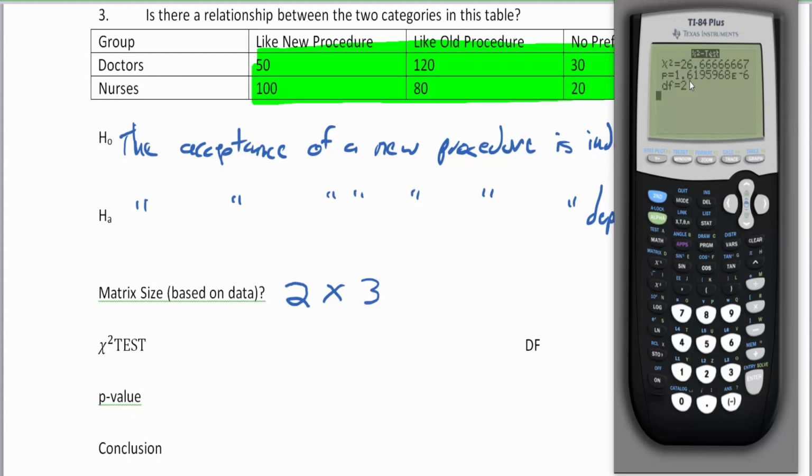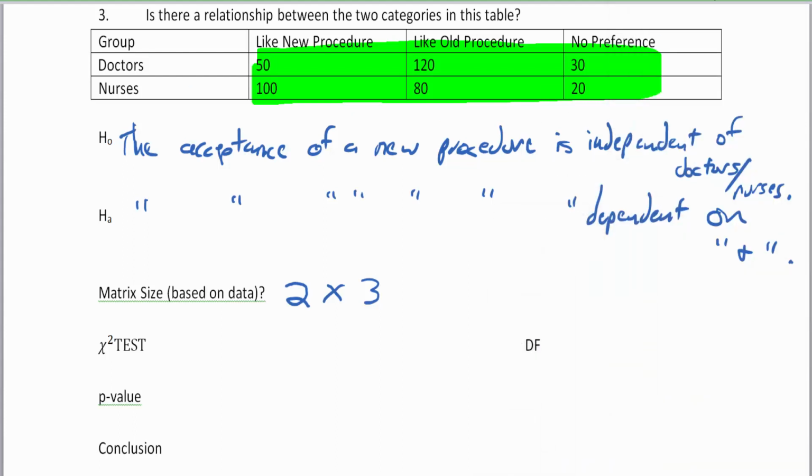The p-value, oh man, can you try turning that into a decimal for me? It looks like we have another exponential notation. And the degrees of freedom is 2. Now the degrees of freedom is 2 here because it was just basically 1 degree of freedom away from 2 times 1 degree of freedom away from 3, and 1 times 2 is 2. My chi-squared test was 26.6 repeating.